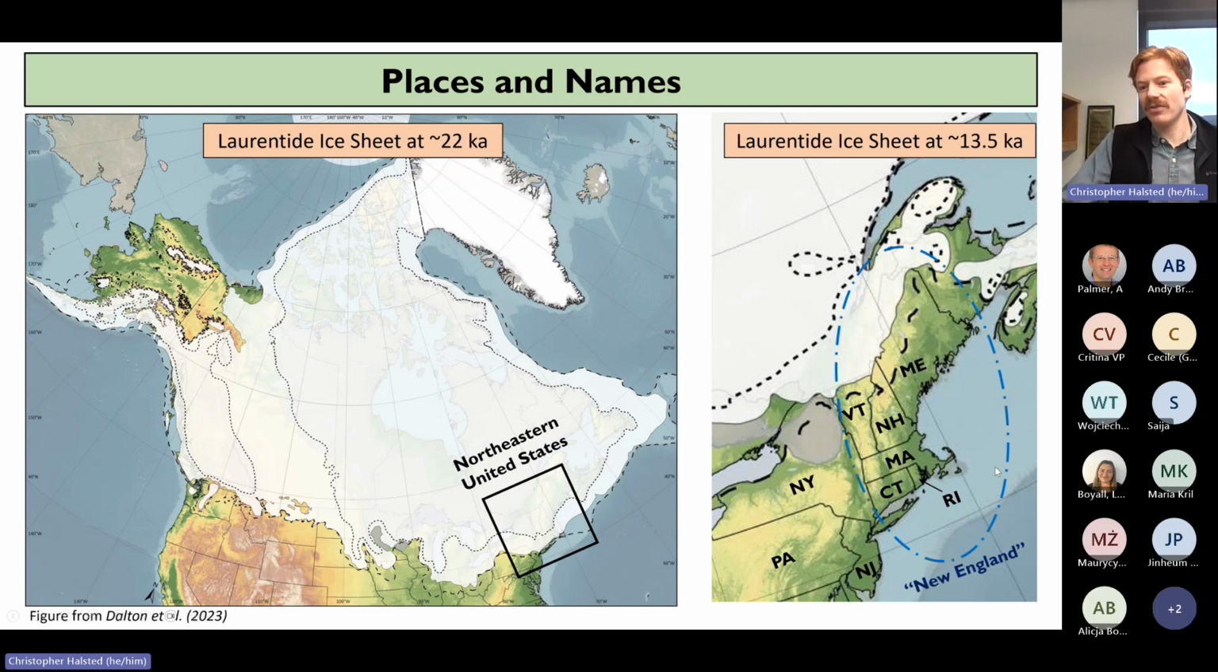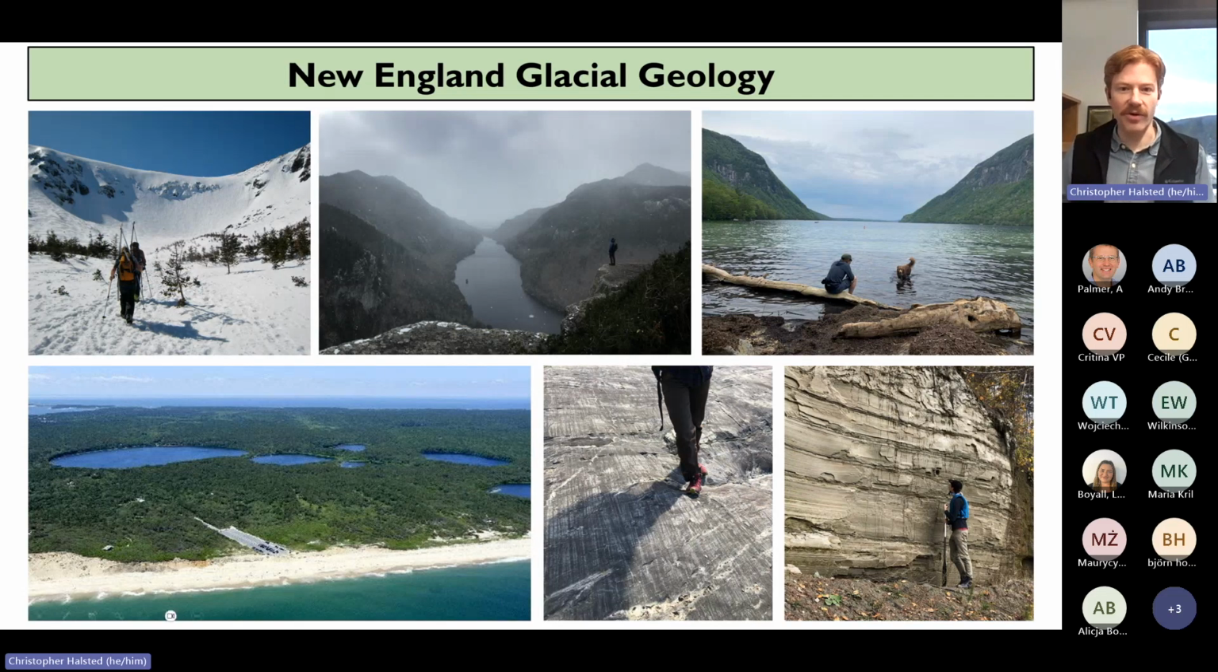And in general, this region is called New England. This is going to become more relevant as I discuss the history of this Varve chronology. But whenever I talk about New England, this is the area that I'm talking about, these states right here in the northeastern United States. Now, the Laurentide ice sheet really did a number on this region.